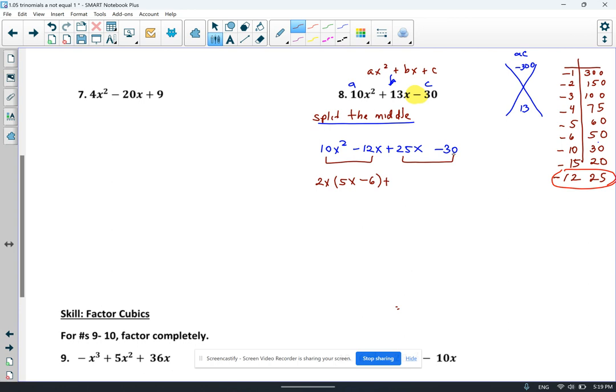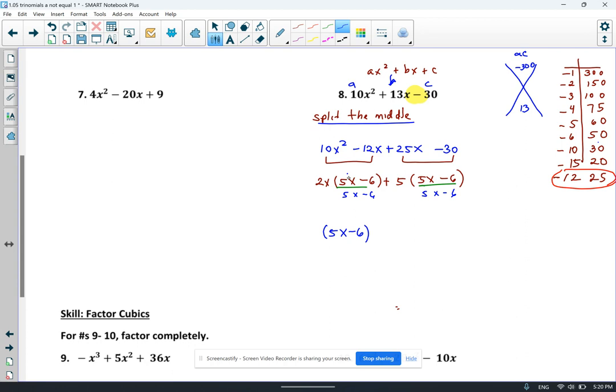What goes into both 25 and negative 30? A positive 5. 25x divided by 5 is 5x. Negative 30 divided by 5 is negative 6. Notice we now have a common binomial. Okay, so we're going to factor that out. Again, you really shouldn't be writing this down. I'm just doing it now so you can see. So the common binomial, it's kind of like a GCF, is 5x minus 6.